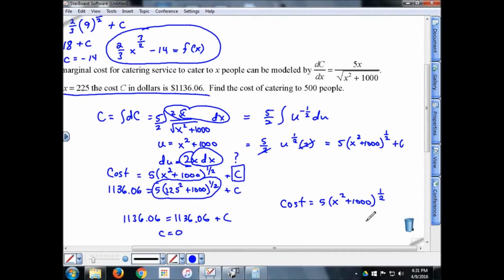So the question is asking how much does it cost to cater 500 people. So you plug in 500 for X. Plug in 500 there squared, add 1,000, take the square root, multiply it by 5. That'll get you the answer there. It's about $2,505 to cater 500 people, according to that model.